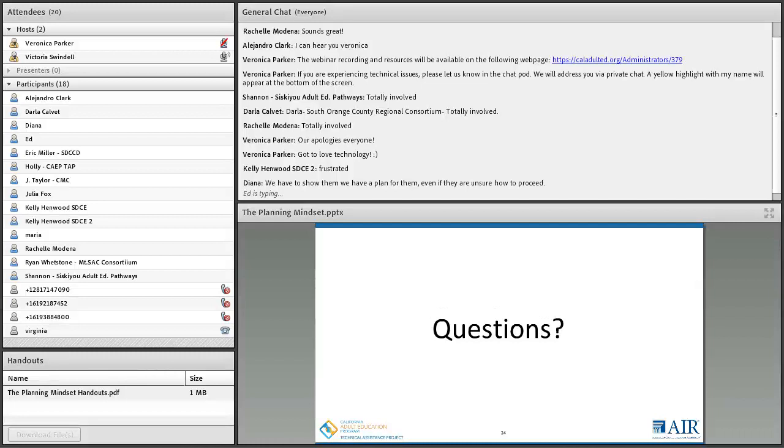Diana has typed, we have to show them that we have a plan for them, even if they're unsure how to proceed. Your plans are a starting point. It sets some constraints, some boundaries, some permissions to do things differently. Diana typed, we have to show them we have a plan for them, even if they are unsure how to proceed. The lives of students, exactly as some of you said here in the chat box.